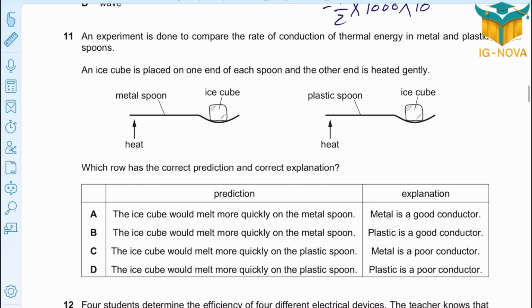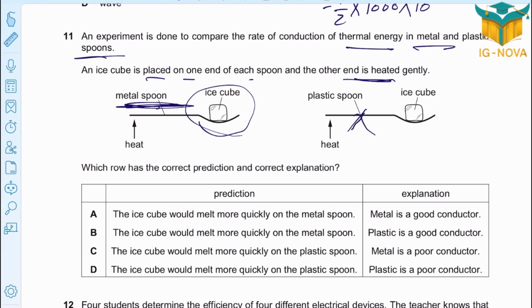Question 11. An experiment is done to compare the rate of conduction of thermal energy in metal and plastic spoons. Here an ice cube is placed on one end and heated gently. For the metal spoon or plastic spoon, surely metal will conduct and the ice here will melt. Thermal energy cannot be transferred through plastic. So metal is a good conductor here, A or C, because the ice cube would melt more quickly on the metal spoon. So the correct option is A. Easy.